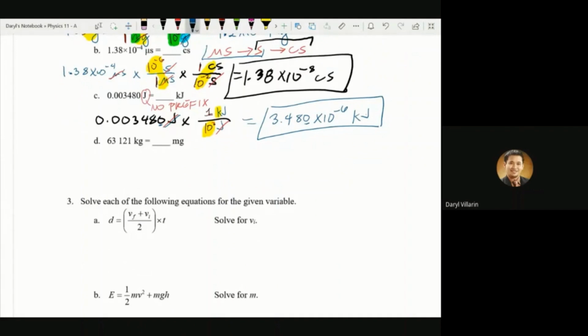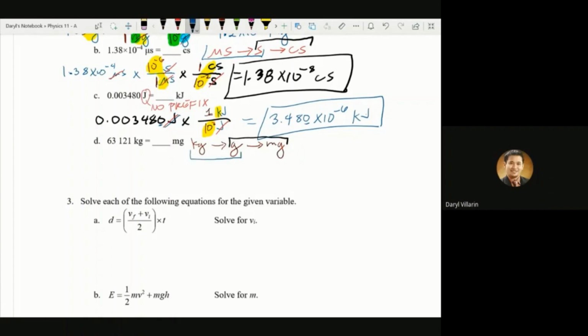And for letter D, this is from kilogram to milligram. Both contain two letters. So that means that I cannot go directly from kilogram to milligram. What I will do is map it out: I will convert first from kilogram to gram, and then from gram to milligram. So I'm going to do these steps. First is from kilogram to gram, and then from gram to milligram.